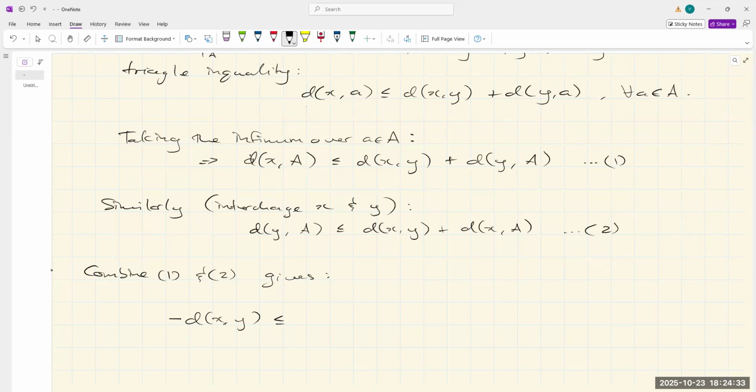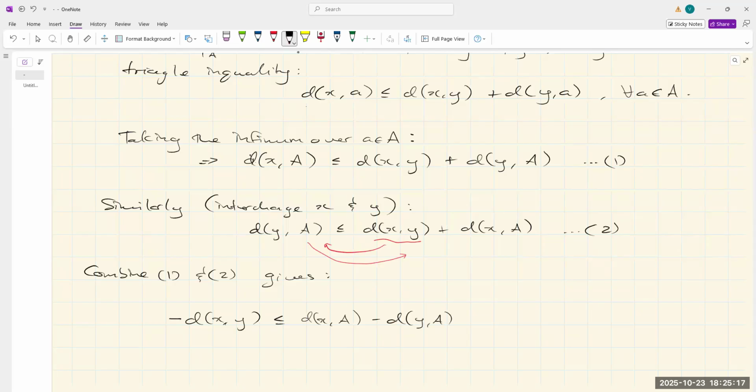to, so I'm using part 1. I'm using the first one, and I'm taking this guy on this side and this one on this side. So that's equal to this one. Oh, sorry. With this one, I'm using the second one. I'm taking this on this side, so it becomes minus d(x,y), and I'm taking this on this side. Yeah, so it would become minus d(x,y) is less than or equal to d(x,A) minus d(y,A).